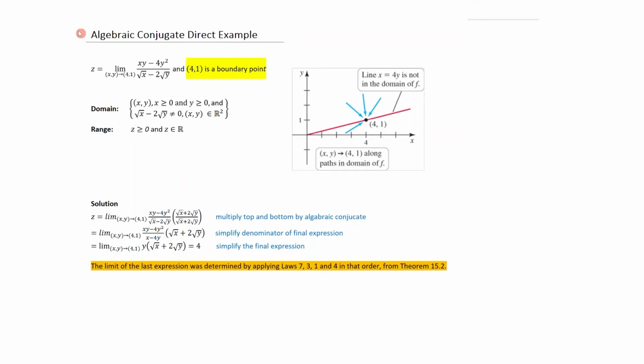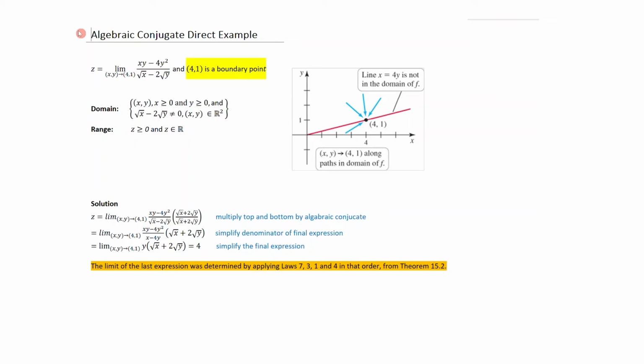All right, so let's consider a second possibility, and that is of a direct example. That's the algebraic conjugate method. So you're given a function here. Z is the limit as x and y approach 0, 41 of the function that's shown there, xy minus 4y squared divided by square root of x minus 2 square root of y. Now notice that at 0, 41, if you plug in the values in the denominator, it gives you 0, which is undefined, and as a result, 0, 41 is a boundary point.